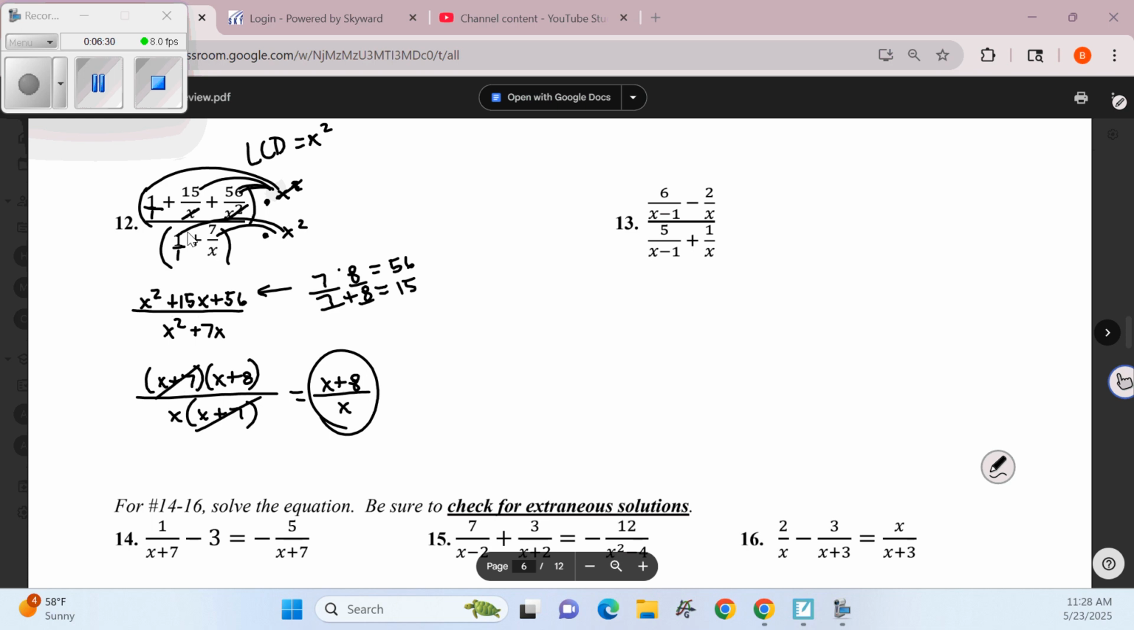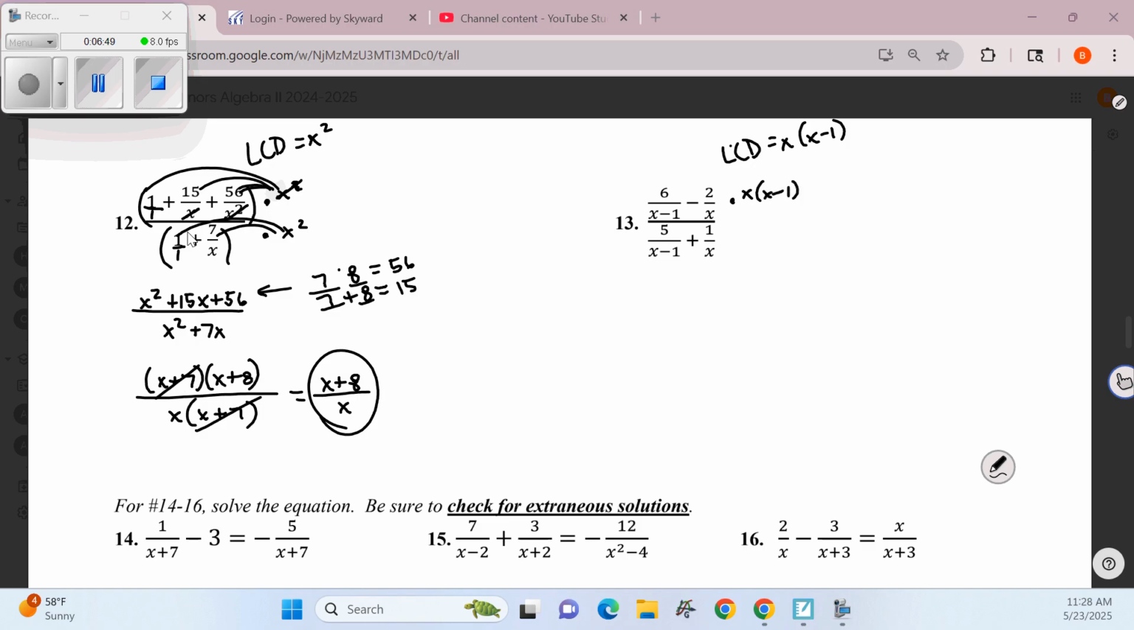With number 13 here, our LCD for all of the little mini denominators, we need x minus 1 and an x. Again, we need an x minus 1 and an x to clear these. So we're going to need both pieces. So that LCD would be an x times x minus 1 here. So we'll multiply the top times x minus 1. And we'll also multiply the bottom times x minus 1 to clear all those mini denominators.